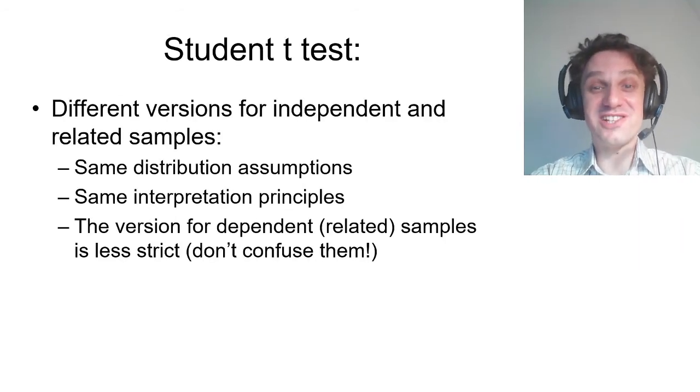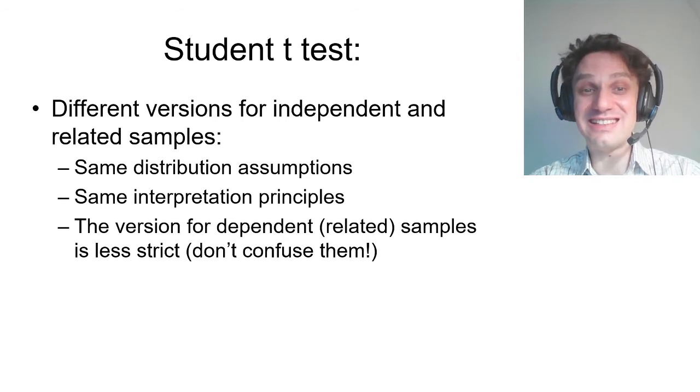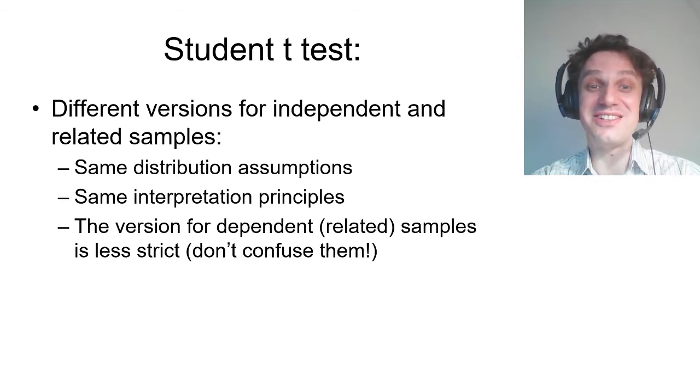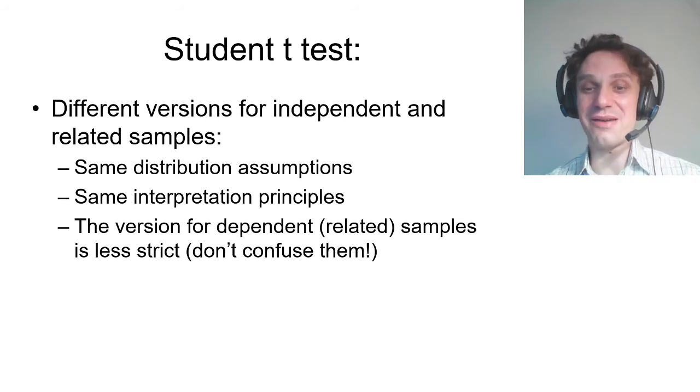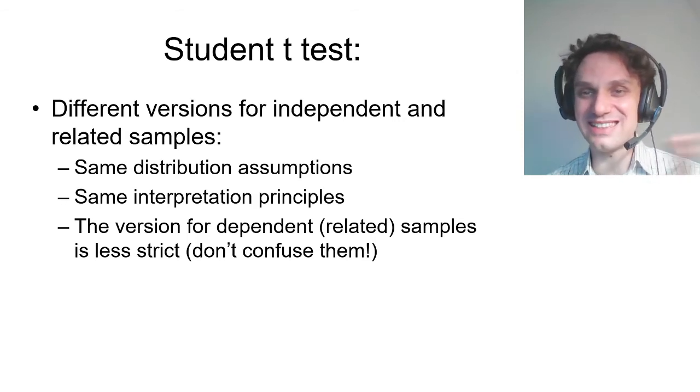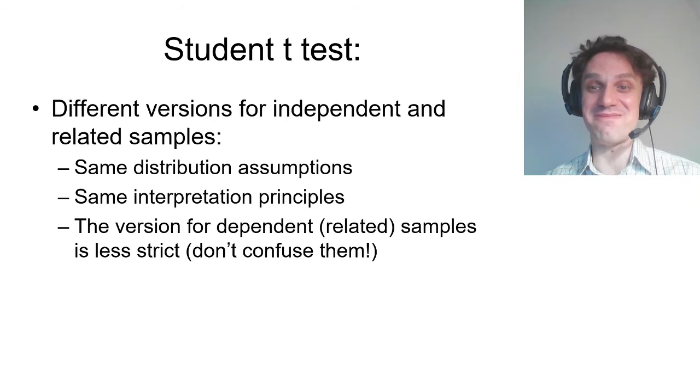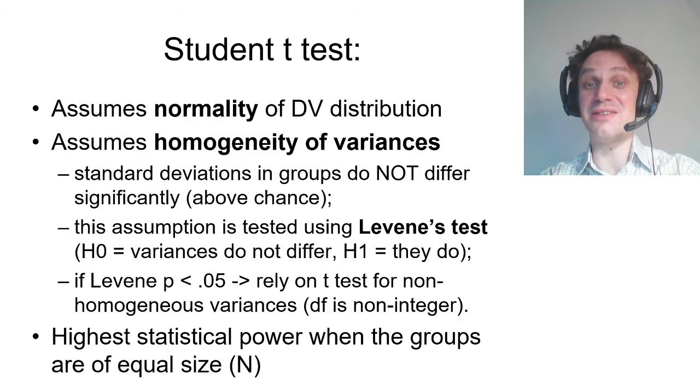There are different versions of student t-test for independent and for dependent or related samples. They are extremely similar in terms of the assumptions they make and in terms of principles that we interpret them. However, they make different assumptions about data. So the version for dependent samples is less strict, so don't confuse them. Make sure you choose the right one.